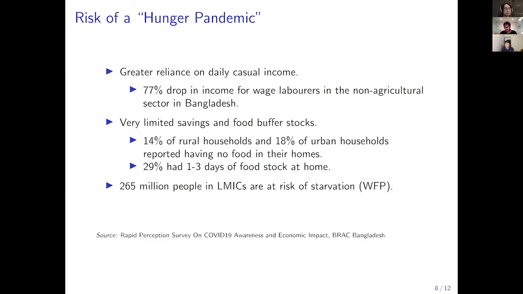And then more broadly, going beyond Bangladesh, the World Food Program estimates that about 250 million people in low and middle income countries are at risk of starvation if there's prolonged lockdowns and social distancing in place throughout 2020.